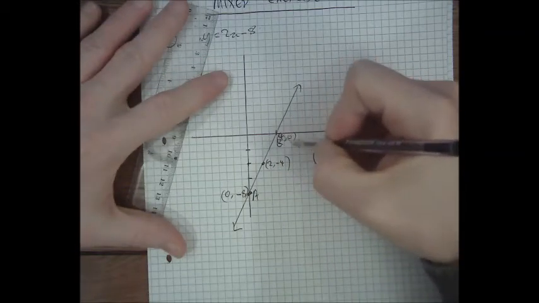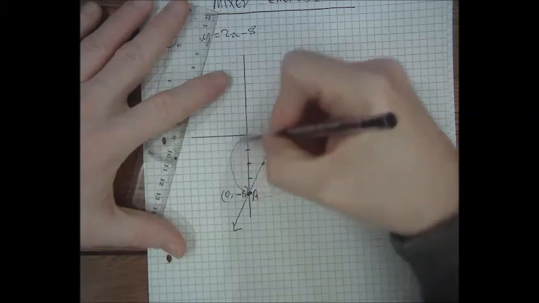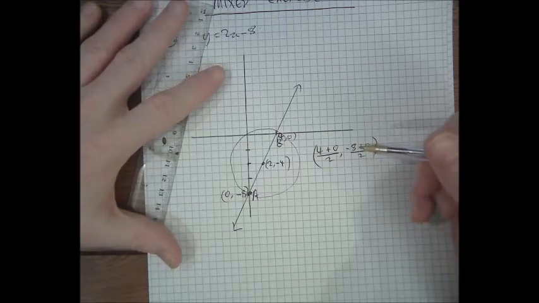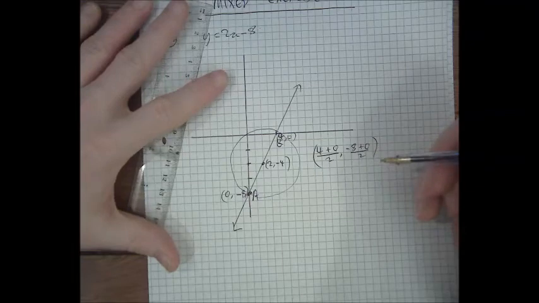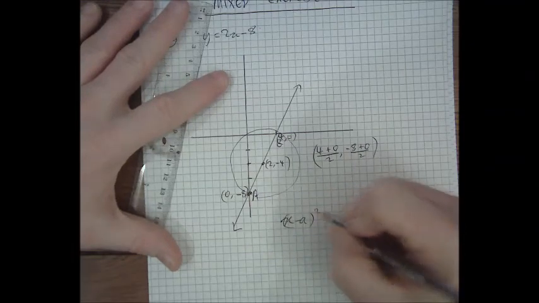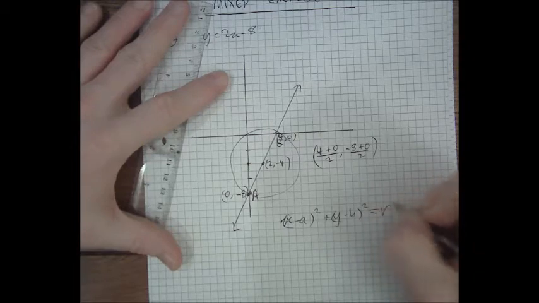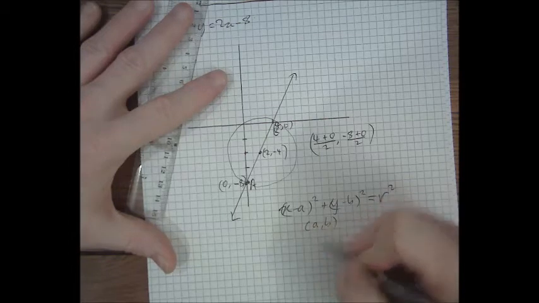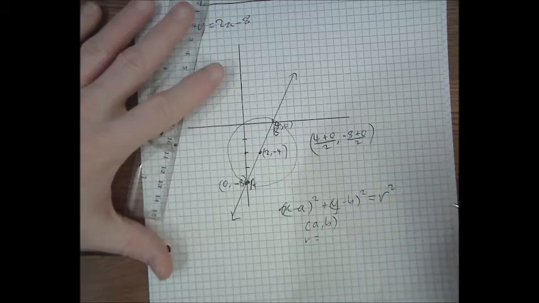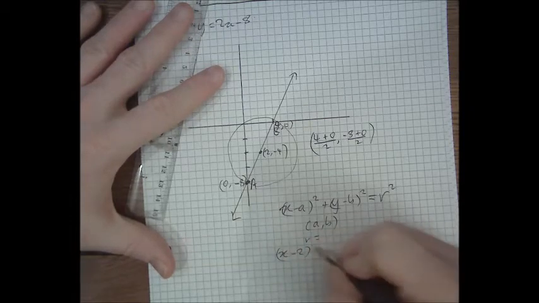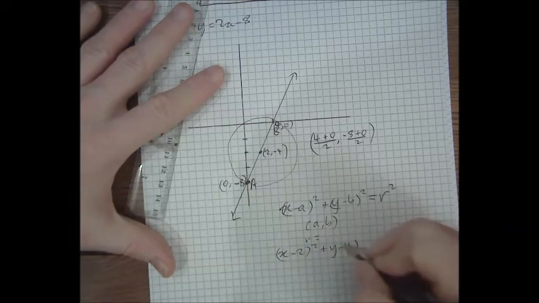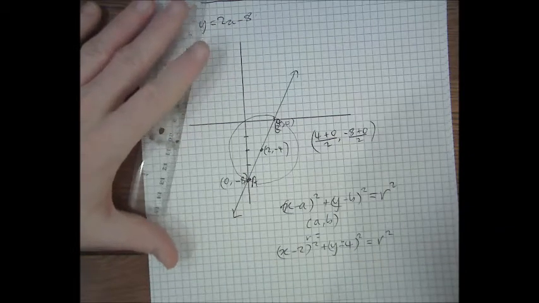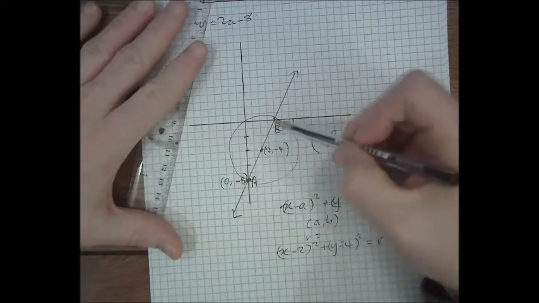I don't have a compass with me. It's pretty bad, but anyway, that's my circle roughly. Now, we have to find the equation of the circle. Equations of a circle have this as a template. All you have to do is put in the a and the b. They come from the center, and the r is the radius. So the center we've already identified, and now we just need the radius, which would be half the distance from there to there.